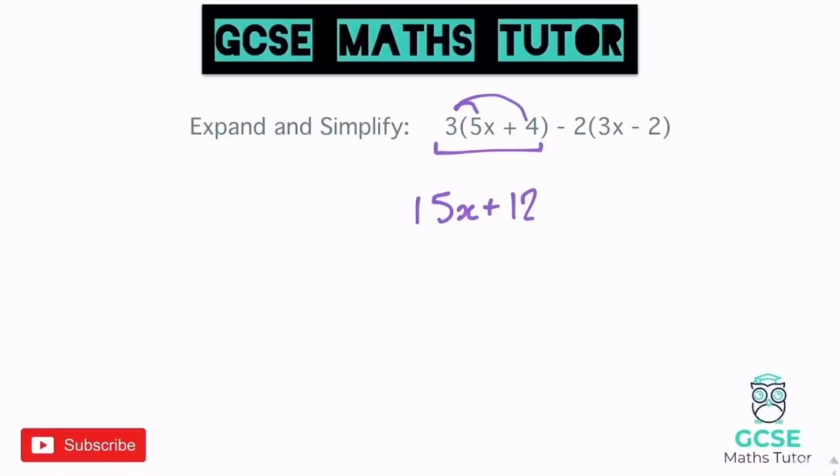On to the next one. Got to be careful with this one because it's saying take away, which means this is a negative 2 at the start of the bracket. So we're going to times both these pieces by negative 2. So negative 2 times 3x is negative 6x. And negative 2 times negative 2 gives us positive or plus 4.